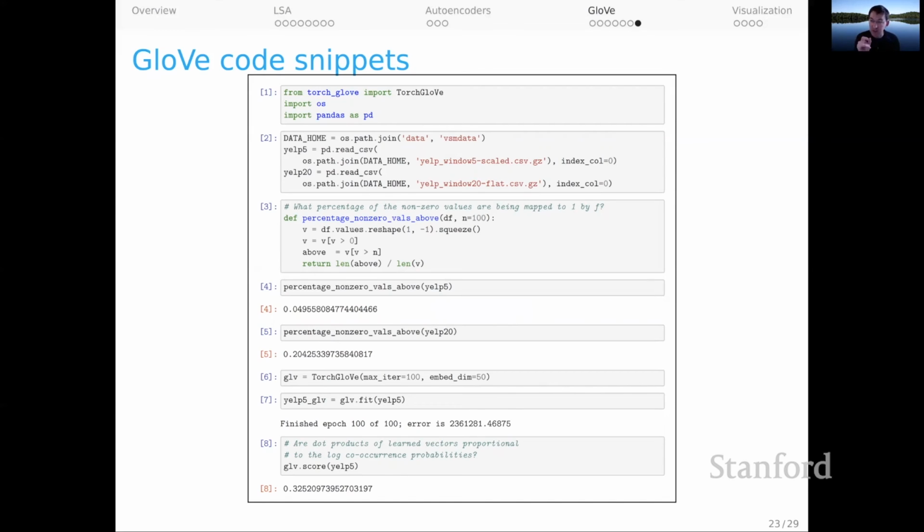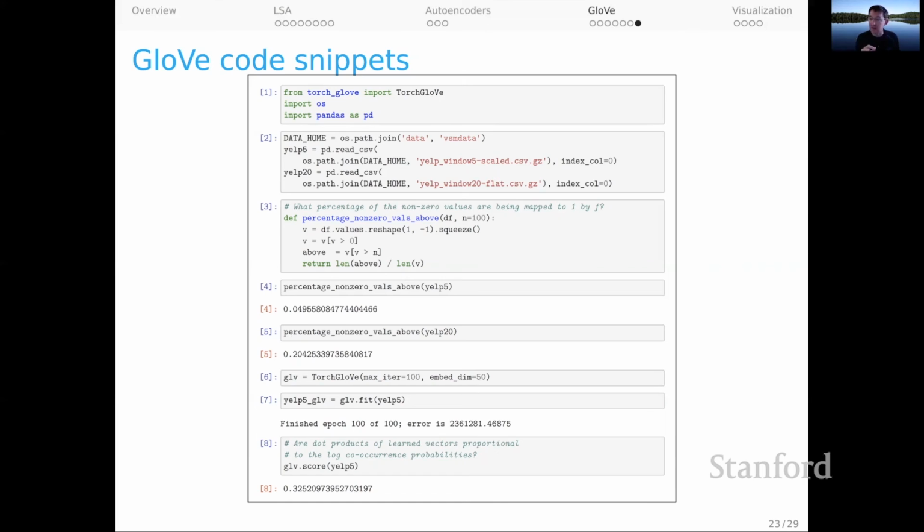And this value really varies by the design of the matrix. If I feed in Yelp 5, only about 5% of the values are getting flattened out. But if I feed in Yelp 20, which is much denser and has much higher counts, 20% of the values are getting flattened out to 1. You know, if this number gets too high, the matrix might become completely homogeneous. And so we should really be aware of how the setting of Xmax is affecting the kind of learning that we could even be performing with GloVe.